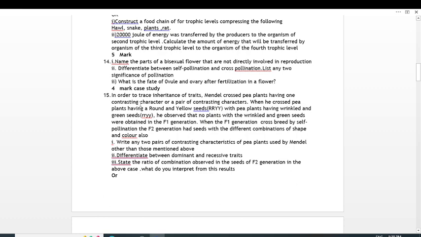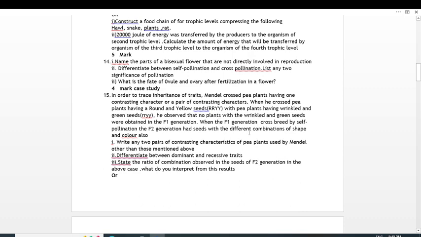Then a case study. In order to trace inheritance of traits, Mendel crossed pea plants having one contrasting character. Contrasting character means one allele, is it? Or a pair of contrasting characters. So monohybrid and dihybrid cross. When he crossed the pea plants having round and yellow seeds, so this is a dihybrid cross they are saying, with the pea plants having wrinkled and green seeds, he observed that no plants with wrinkled and green seeds were obtained in the F1 generation.